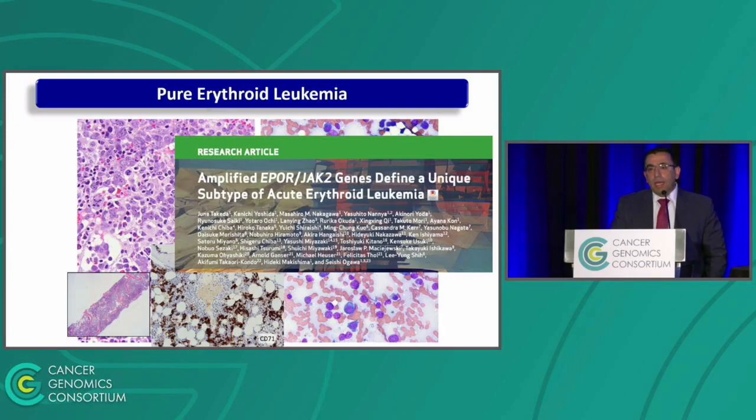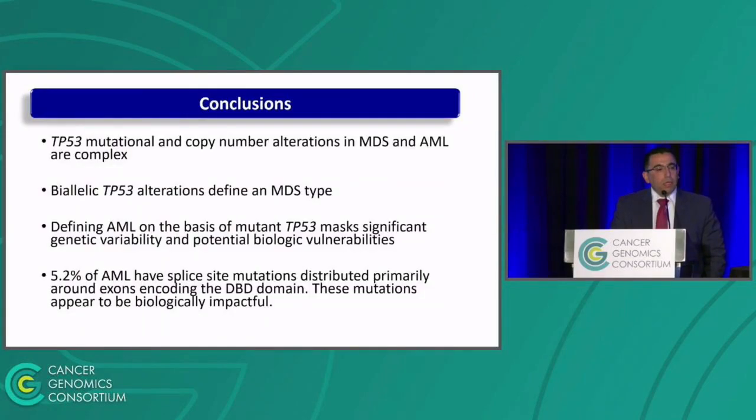So I think the story in AML is much, much more complex. And really, we should take it as cautiously as we possibly can, so that we're cognizant that the mutational and copy number alterations in MDS and AML are indeed complex, and that in MDS, biallelic or multi-hit alterations do define what seems to be a unique type, but that in AML, defining it on the basis only of mutant p53 would mask significant genetic variability and potential biologic vulnerabilities.